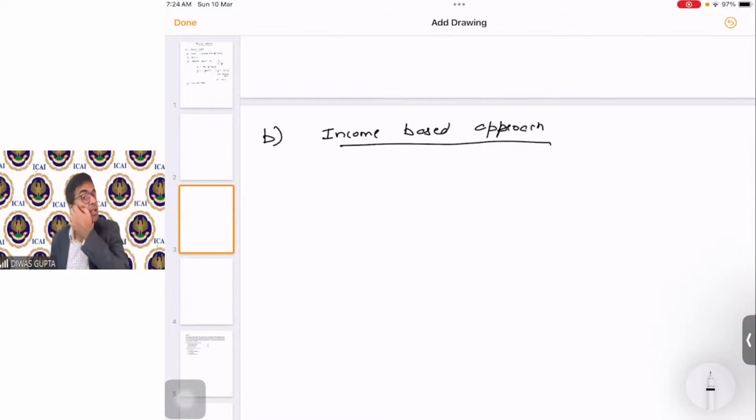Okay, what is this income-based approach? In the income-based approach, students, projections of the future are taken. Or let's say we try to arrive at the value of the business on the basis of the income that we are expecting to earn.